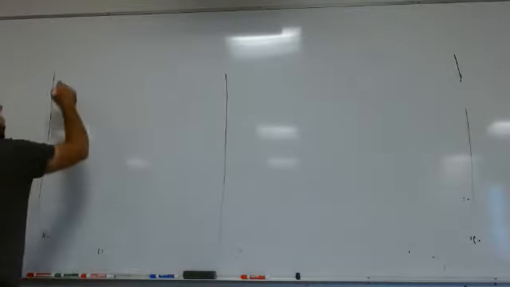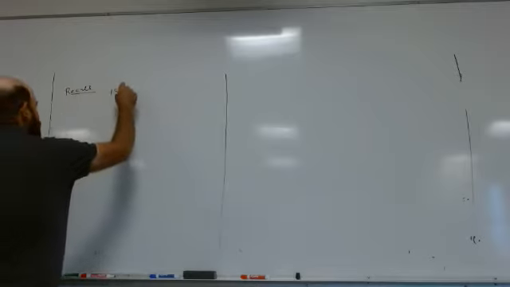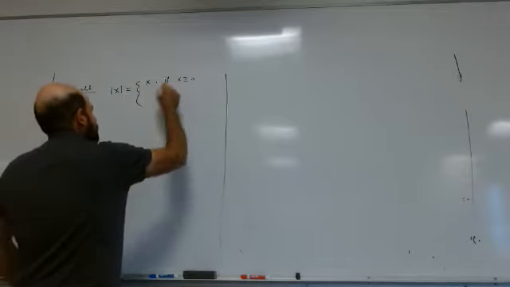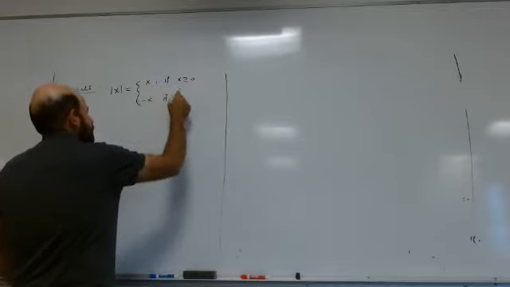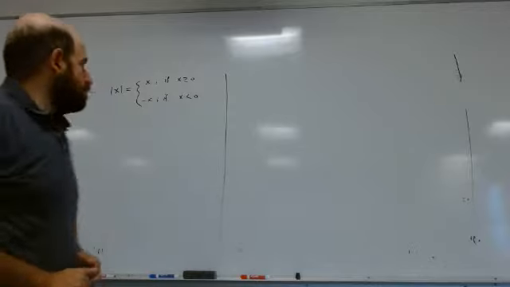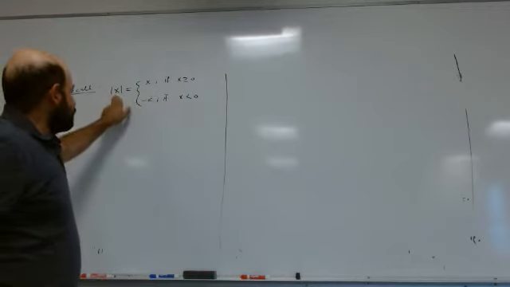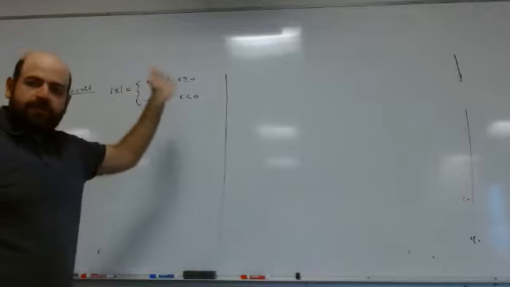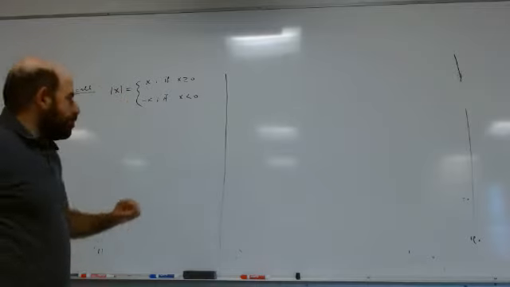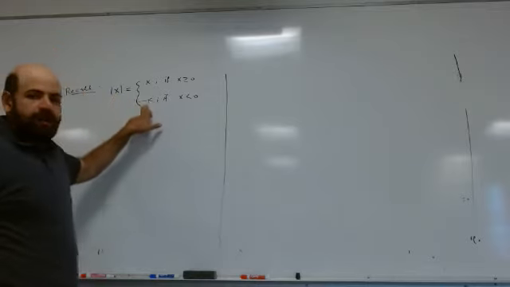So first, let me give you a reminder about the definition of the absolute value function. Absolute value x is equal to x itself if x is bigger than or equal to 0, and minus x if x is less than 0. So if the number is already positive, for example, absolute value 5 is equal to 5 itself. But if the number is negative, absolute value minus 5, for example, is 5.